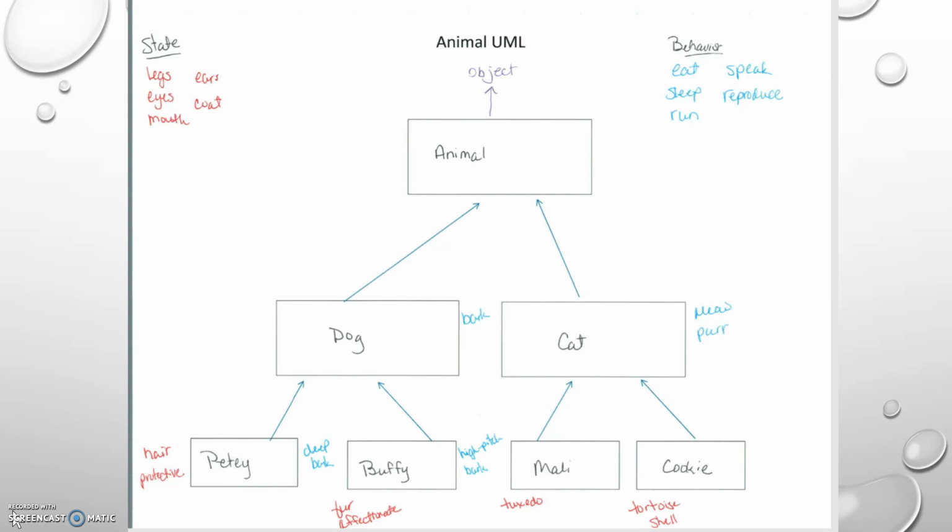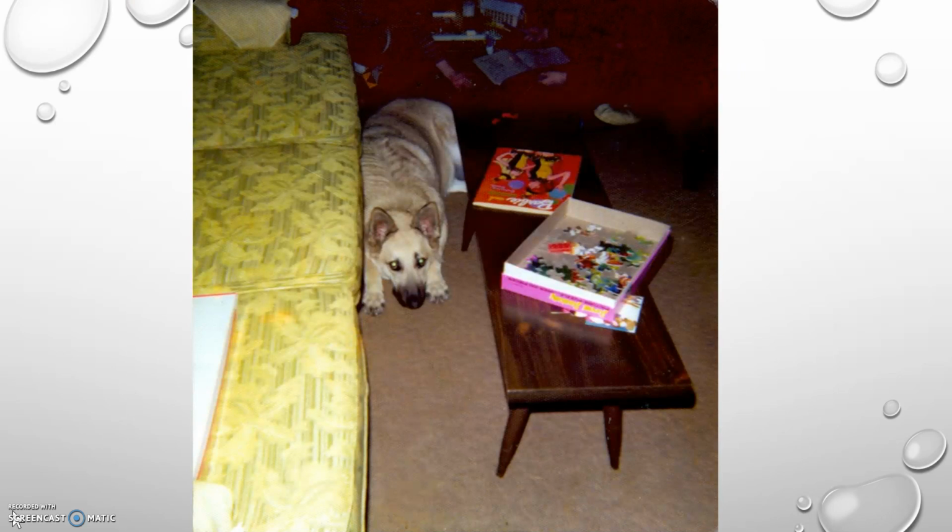Let me introduce you to Petey. This is Petey. Petey was my dog when I was growing up. She came to us when I was about 2, and her real name was Princess, but the 2-year-old Mrs. Rush couldn't say Princess, so she became known as Petey. If you've ever had a German Shepherd before, you know that they're very protective dogs. And I'll share a little story with you.